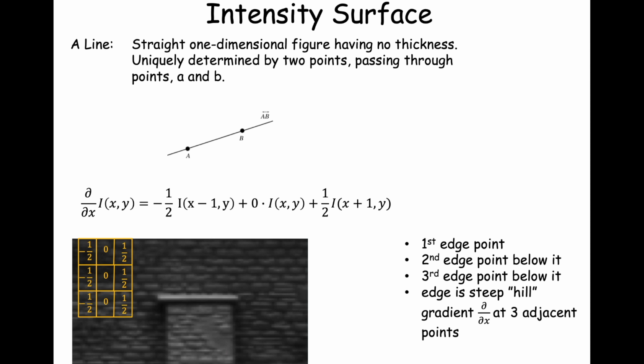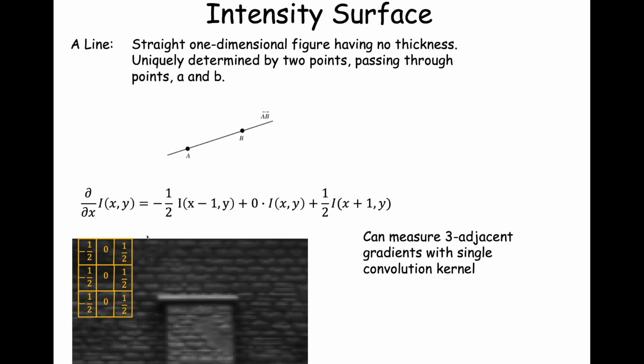Okay. So essentially, when we talk about an edge, it is nothing more than a steep hill in the intensity surface as defined by the gradient or the partial derivative along a scan line at three adjacent points. So here we have 3 adjacent points. There's the first point for position x, y, the next position x, y, the next position x, y. We have steep hills at 3 adjacent points, and we're going to define that as an edge, one of these segments of this horizontal edge or this vertical edge or line.